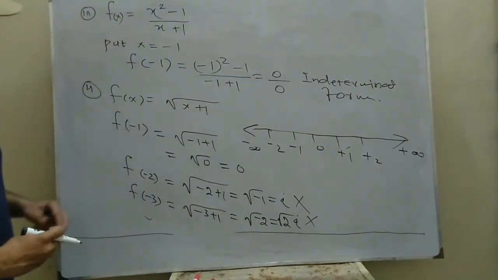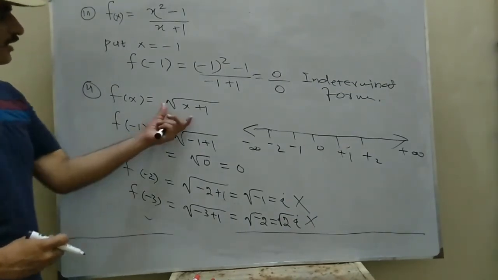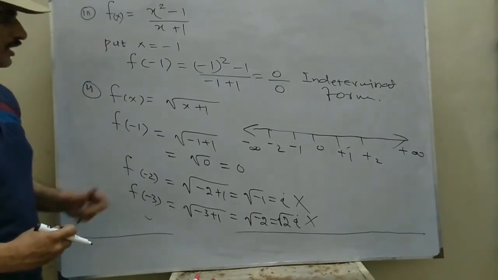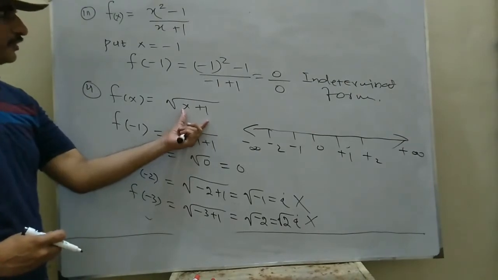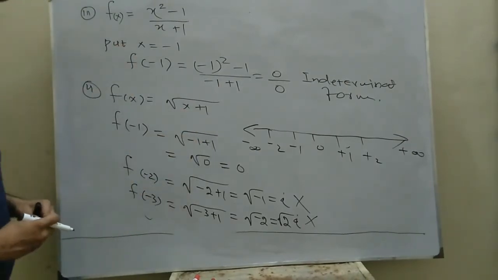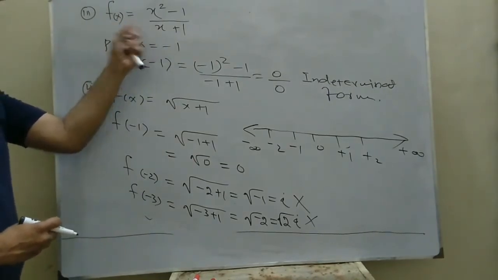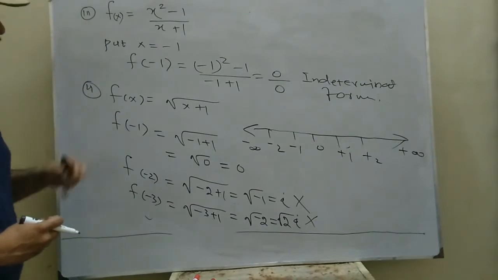So as I told you, whenever you are dealing with domain and range, especially radical functions and rational functions, you should keep in mind your radicand will always be positive in the case of a radical function, and you should not put such values for which the denominator becomes 0 for a rational function. So these are two important points that you should keep in mind.